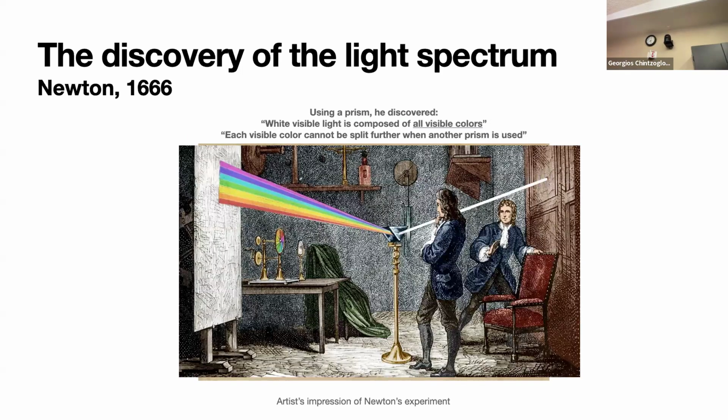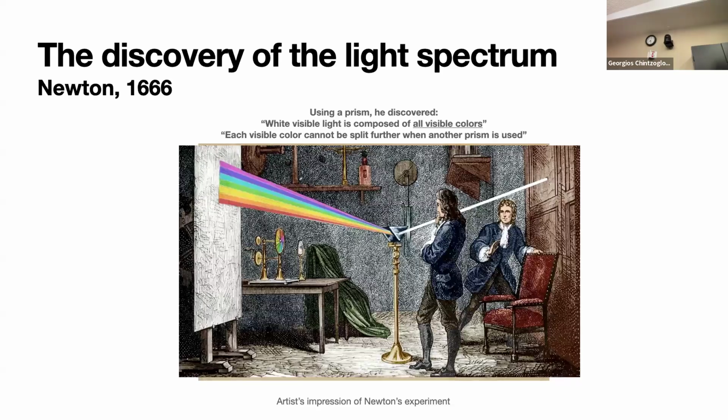Now, a modern artist might have a different impression of how it would look. But in essence, it's the same. You have a hole in the window, covered otherwise completely, so you don't have light entering the chamber in any other way. It goes through this prism, and then the light gets analyzed into multiple colors.